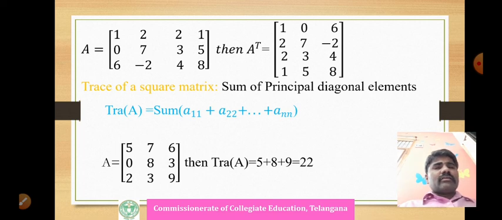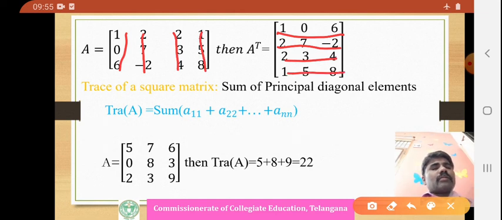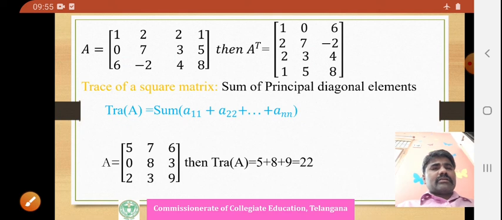Now let us consider the transpose of A. The first row becomes the first column, the first column becomes the first row, the second column becomes the second row, the third column becomes the third row, and the fourth column becomes the fourth row. The rows become columns, or the columns become rows. In either way, you can write it. This is the transpose of the matrix.